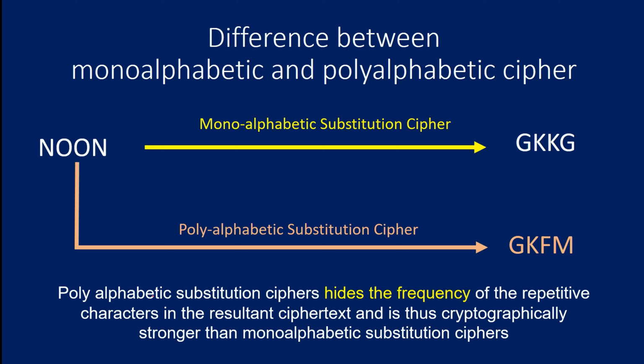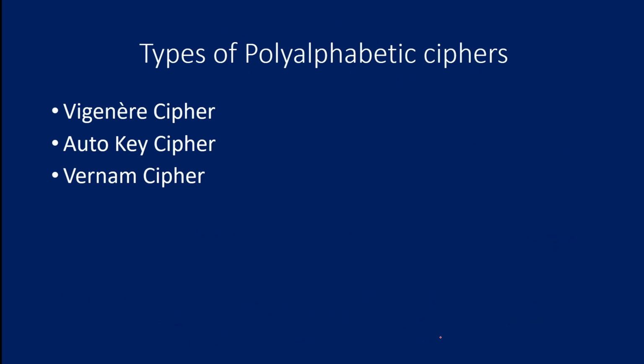Polyalphabetic substitution ciphers therefore hide the frequency of repetitive characters in the resultant cipher text, and therefore polyalphabetic ciphers are cryptographically stronger as compared to monoalphabetic substitution ciphers. Let us see some of the polyalphabetic substitution ciphers. They are the Vigenère cipher, AutoKey cipher, and Vernam cipher, which we will be doing in the coming videos.